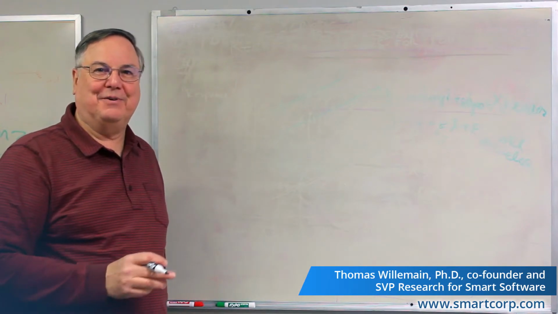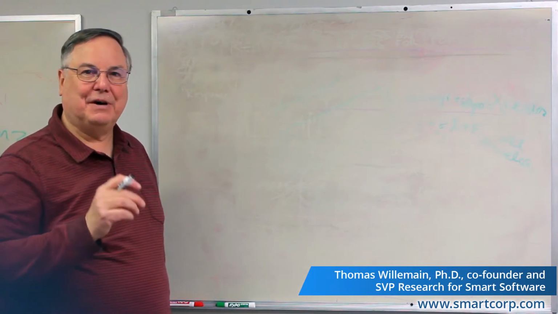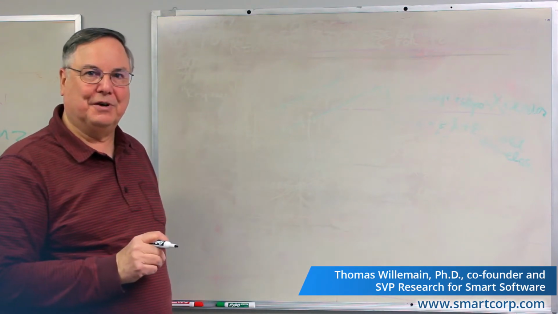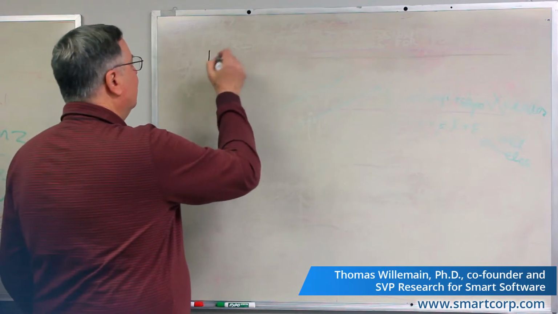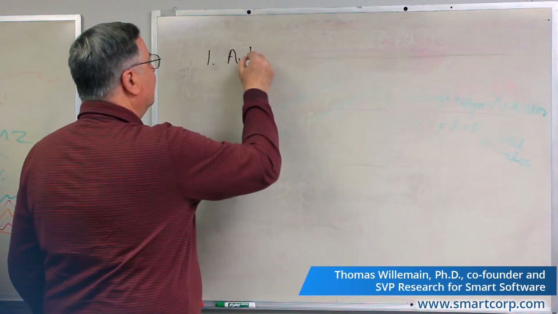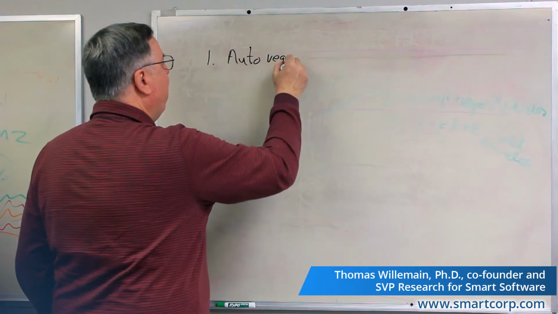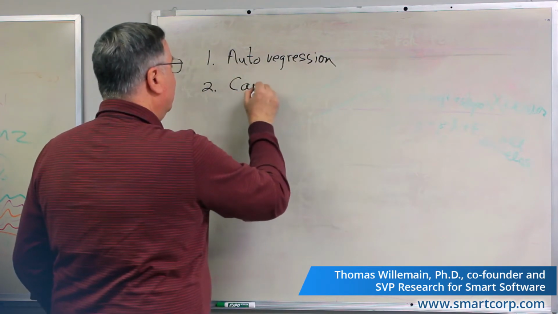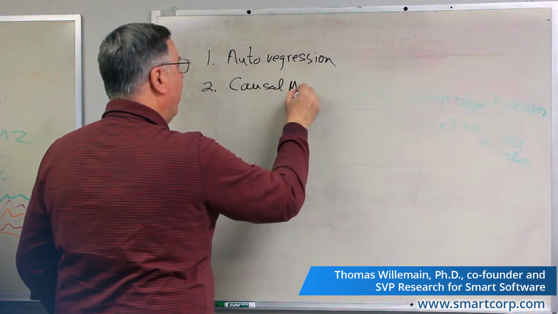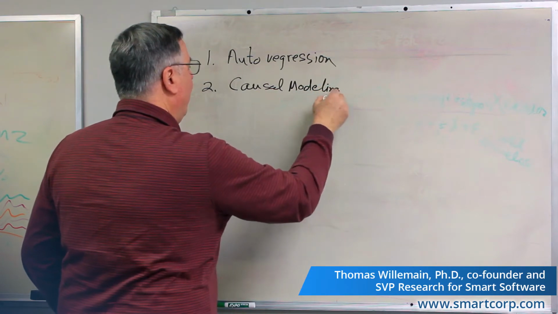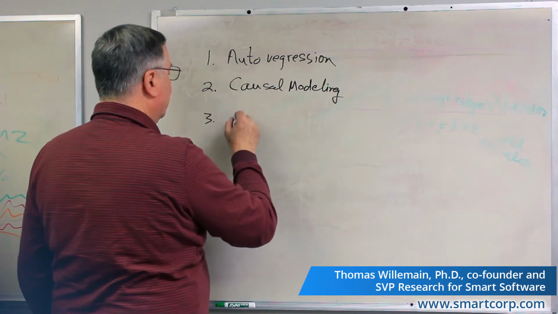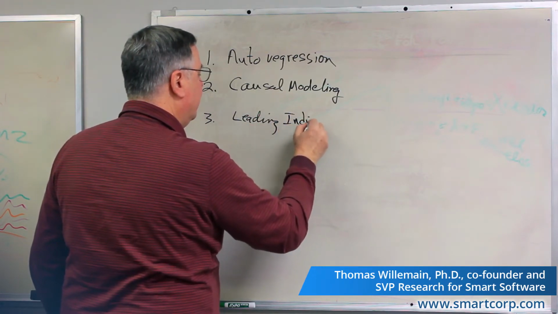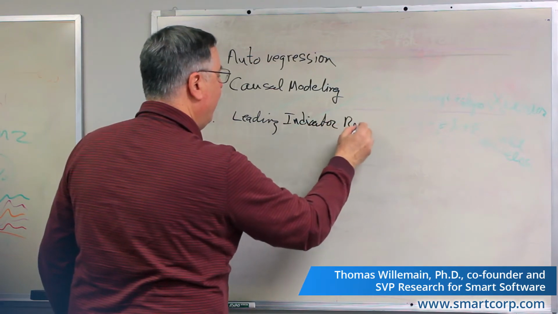Okay, if you're still with me, we're on the final leg. We're going to talk about 3 different ways that regression can be useful in a business forecasting situation, and I'll list them here. The first one we'll talk about is autoregression. The second one is causal modeling. And the third is called leading indicator regression.